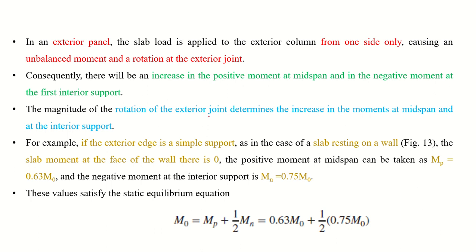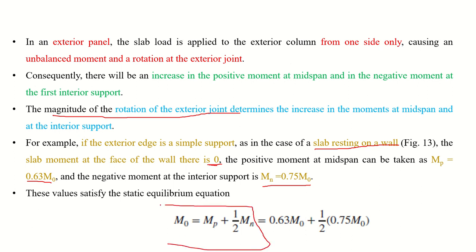The magnitude of the rotation of the exterior joint determines the increase in the moments at midspan and the interior support, and it depends upon the type of support. For example, if the exterior edge is a simple support, as in the case of a slab resting on a wall, the slab moment at the face of the wall is 0. So there will be 0 bending moment. The positive moment at midspan can be 63% of M naught and the negative will be 75% of M naught. These values satisfy the static equilibrium equation, M naught is equal to Mp plus half Mn. So when you put the values in it, the static equilibrium is satisfied.